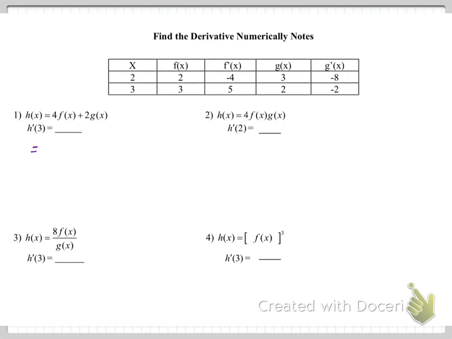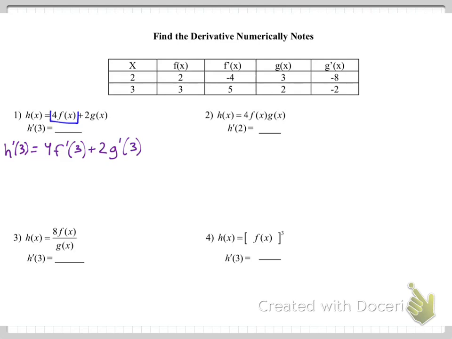And in this first one we have 4f of x plus 2g of x, and you know the derivative rules. When we have a constant, we can just leave the constant out in front and take the derivative. I'm actually calculating h prime of 3 here. Notice a few things. I just went ahead and plugged in the 3. I could write it all out and put x's and then plug in the 3, but that's just an extra step I'm skipping here.